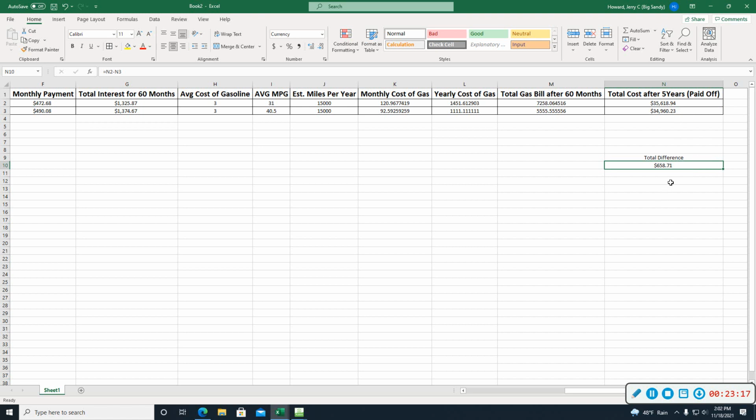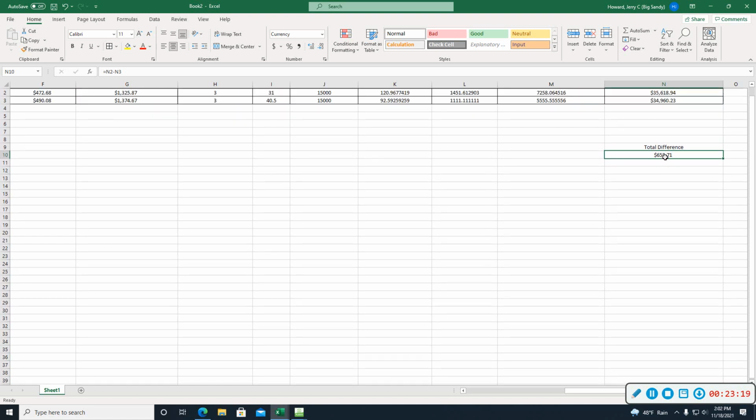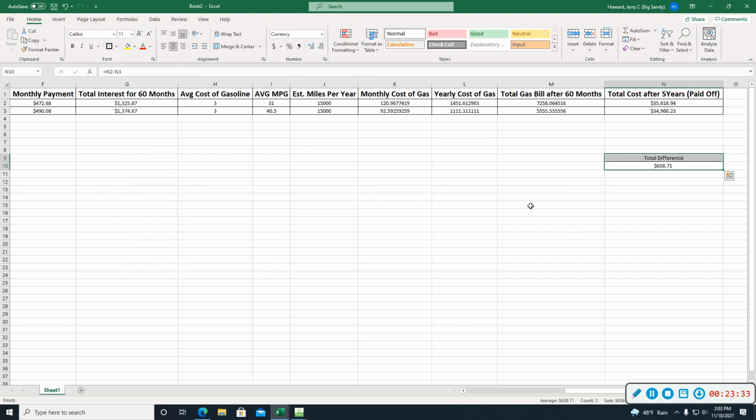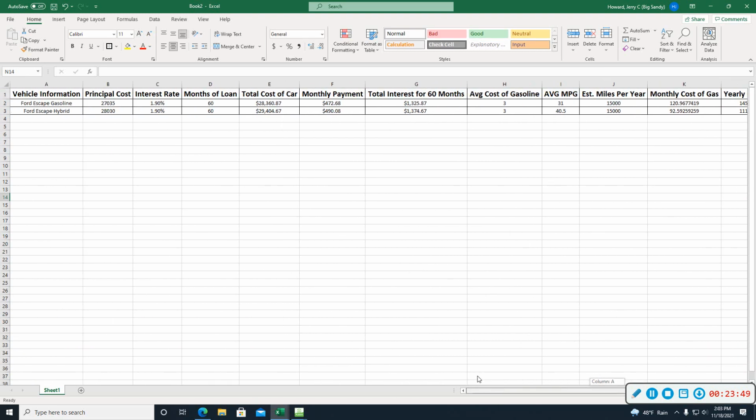So what I'm going to do, and this is good, is just the total difference. We'll leave that. We'll put a little bar around it there, and I'll put a real heavy one all the way around the whole thing. So this is the total difference, and I'm just going to write up here, the hybrid's cheaper by $658.